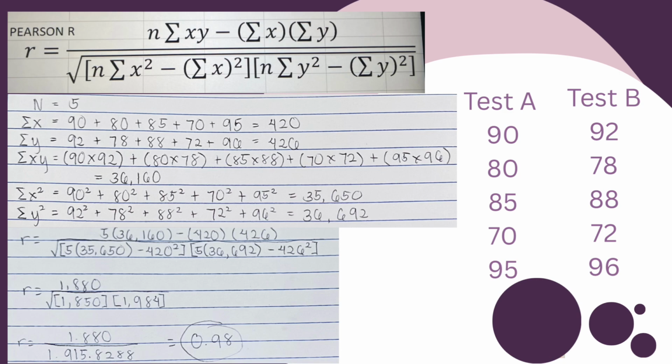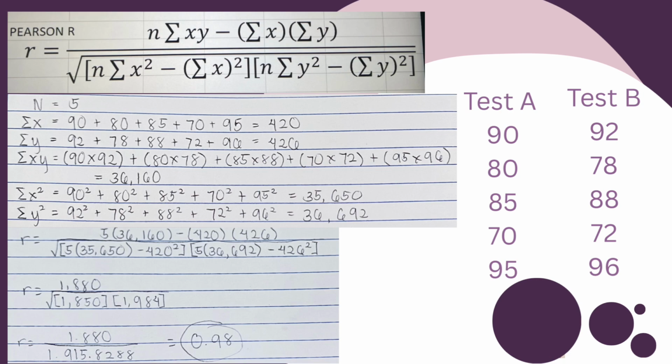And for the denominator, it has 2 parts. The first part is 5 times 35,650 minus 420 squared. Second part is 5 times 36,692 minus 426 squared.